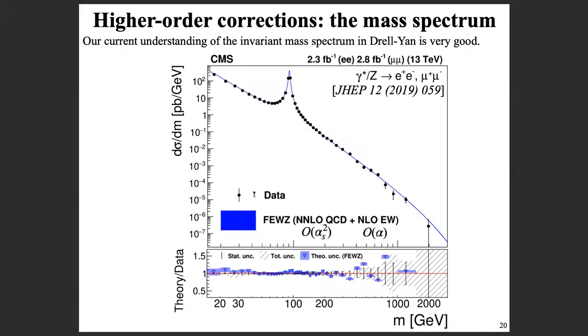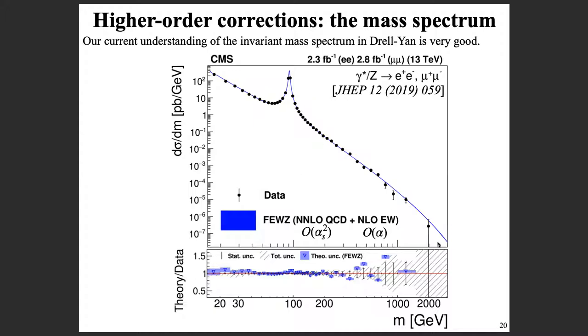Yesterday we have introduced collinear factorization, and we have seen that collinear factorization is essentially a way to reproduce the parton model at leading order and to improve on the parton model by computing higher order corrections, and this is how these higher order corrections do when it comes, for instance, to computing the spectrum of the lepton pair in Drell-Yan production.